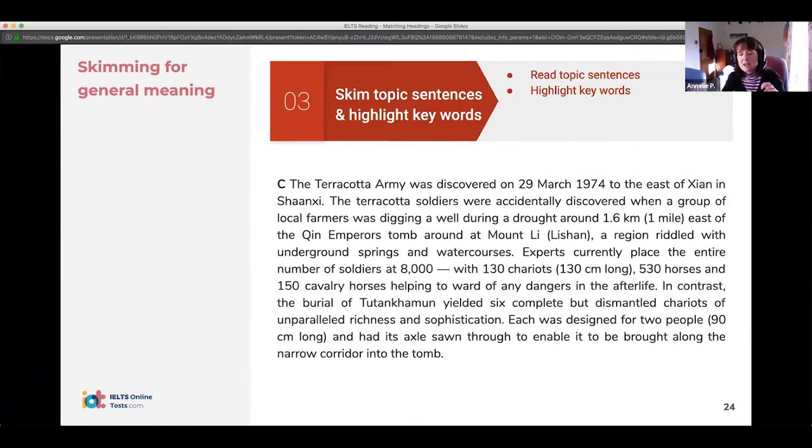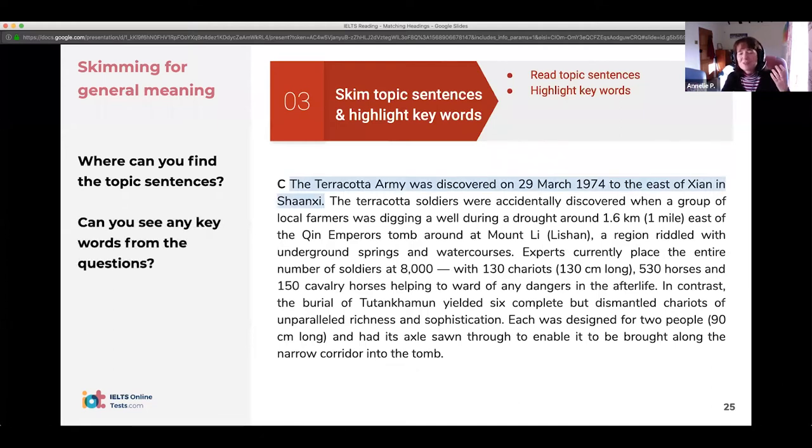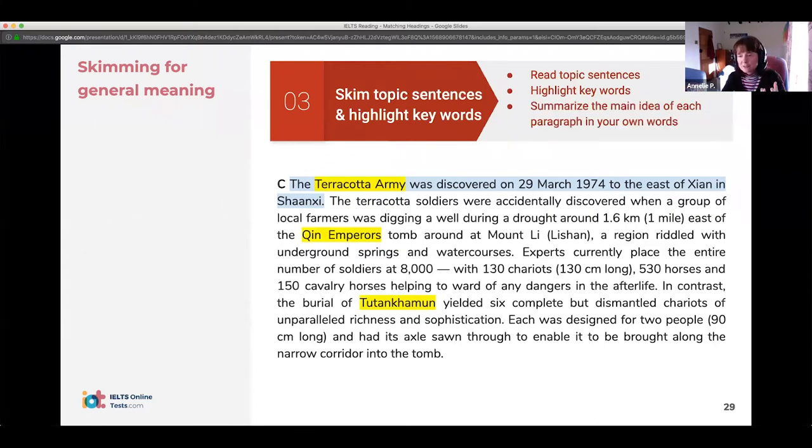Okay, and then if we look at the next paragraph, again, any words you can see there which we saw before? Okay, very good. So the terracotta army, so we can immediately know that this is the right area for us to find the answer to that true, false, not given question. And then we also have some of the other ones. Okay, very good. So the Qin emperors, Tutankhamun, that was the last one. So we're going to get two of our answers from this specific passage here. And again, put it in your own words, break away from the words they've given you. If you're dependent on the words they've given you, it's going to be harder to make those connections between the questions and the passages.